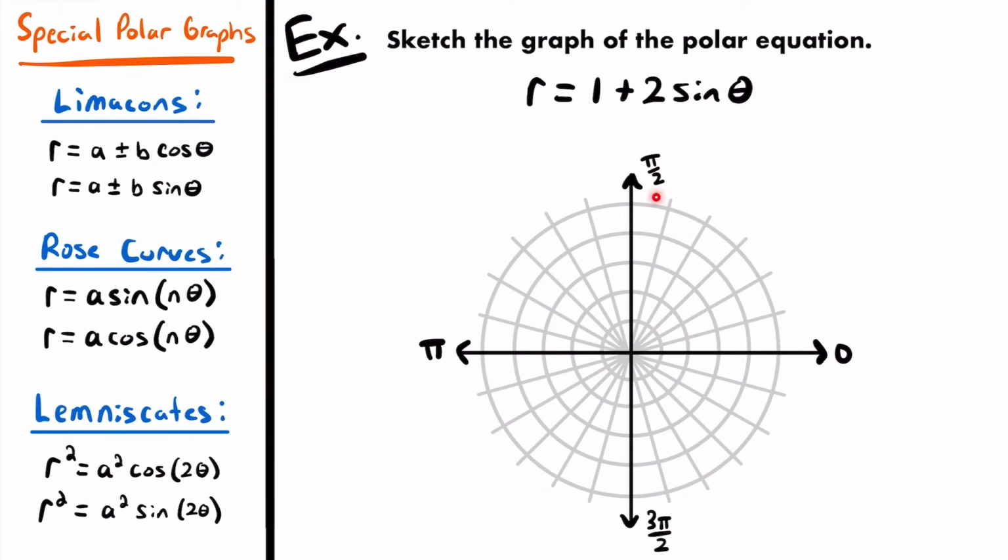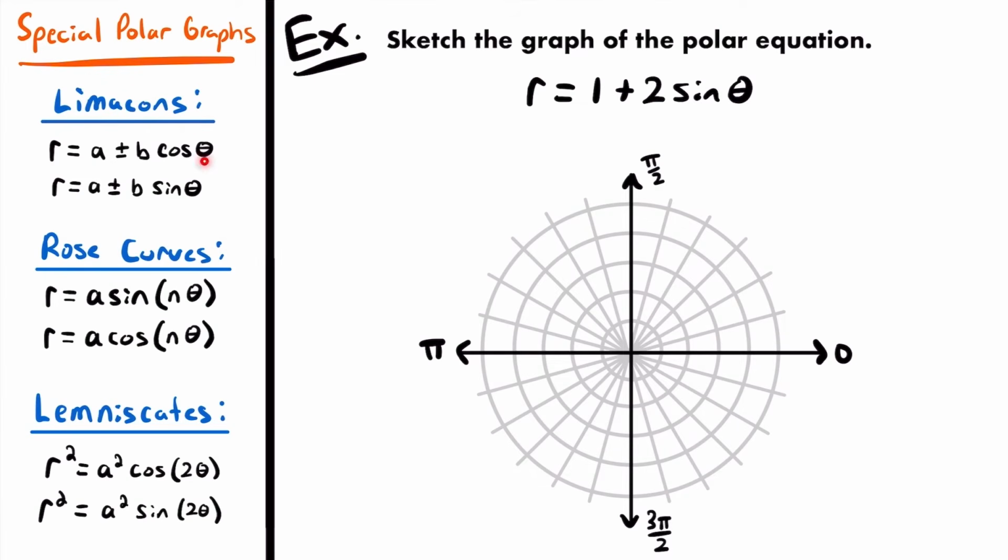Okay, and so for this first example, we want to sketch the graph of the polar equation, r equals 1 plus 2 times sine theta. What we want to do is see if we can recognize this polar equation to be one of these 3 types of special polar graphs. You'll notice in this case that we have r equals 1, some constant, plus 2, which is a constant, times sine theta. This form doesn't really match the form of a rose curve or a lemniscate, but it does match the form of a limacon.